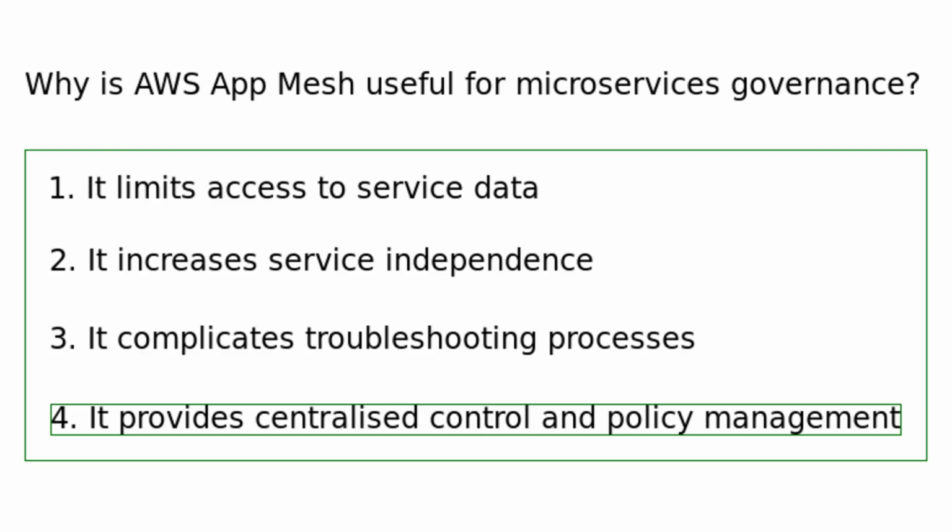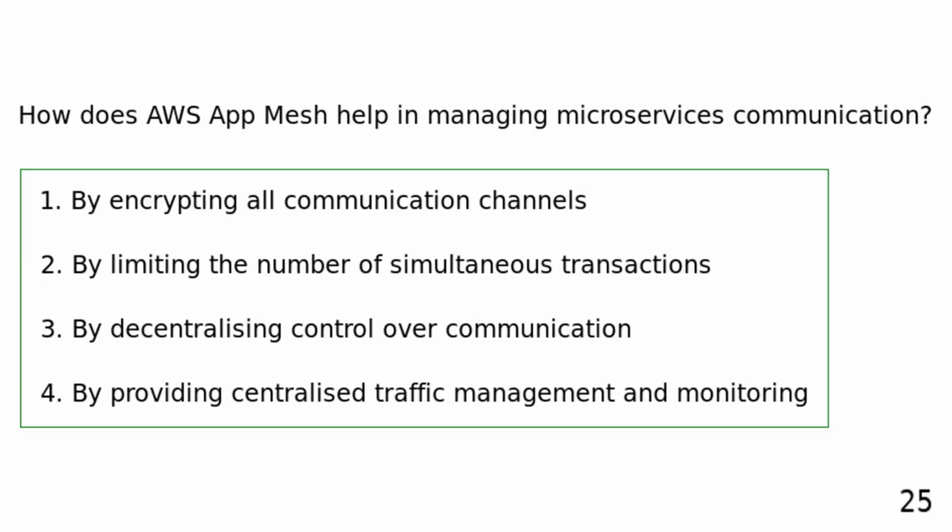AWS App Mesh is useful for microservices governance as it provides centralized control and policy management for enforcing governance policies and standards across microservices. How does AWS App Mesh help in managing microservices communication?